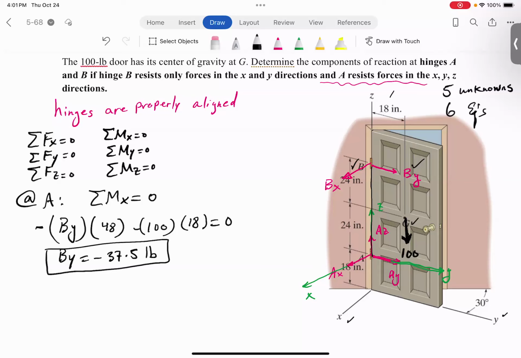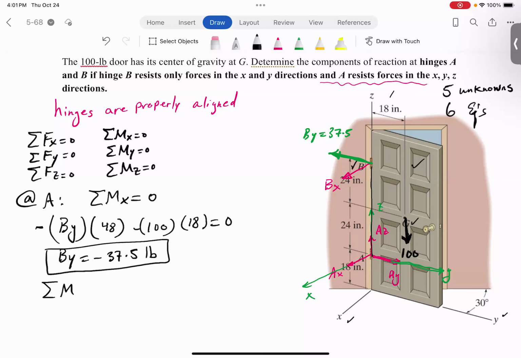So I'm going to put the correct direction of this guy here. I'll put it in a different color now that I've calculated it. So this is the By, which is now 37 and a half in the negative direction. Okay, so let's go to the next equation.